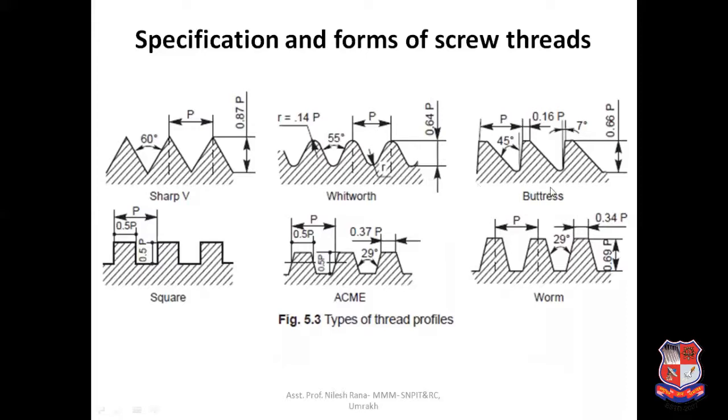This is a buttress thread. You can see the one direction motion. So here the angle between the flank and the surface is 45°. So here the pitch value is the same thing. Here the square thread is there. This is the Acme thread. The angle between two flanks is 29°, and this is the worm thread. This angle is also 29°. But the difference is that here it is 0.34 p and this is 0.37 p. So these are the types of screw thread.